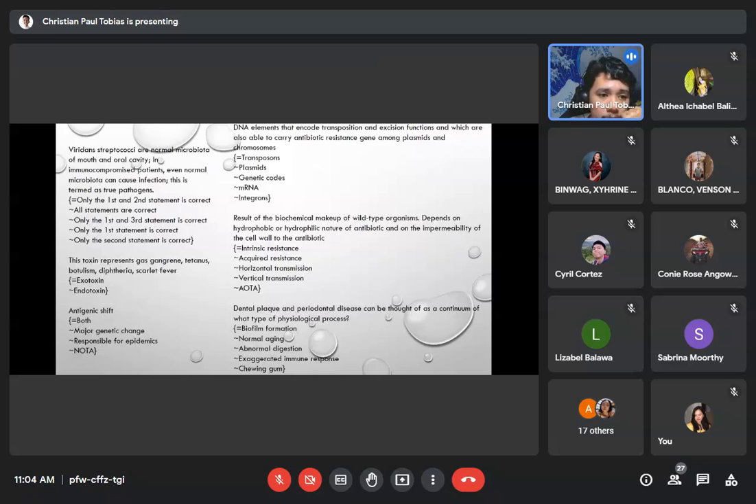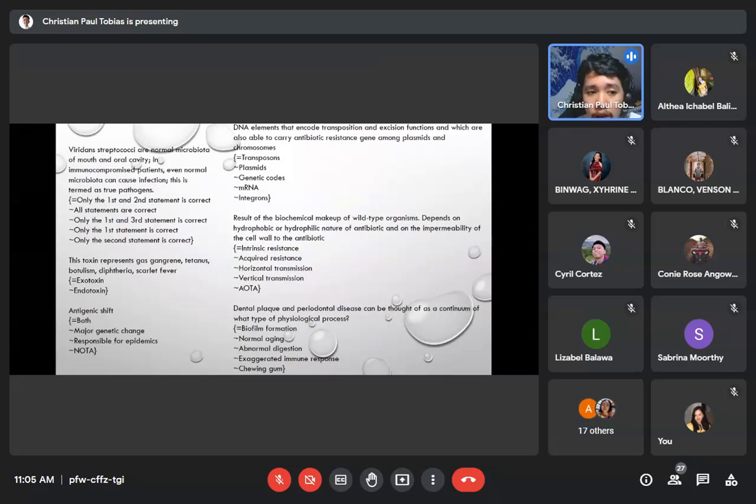So, viridans streptococci are normal microbiota of the mouth and oral cavity. So, in an immunocompromised patient, even normal microbiota can cause infection. This is termed as true pathogen. So, only the first statement is correct.